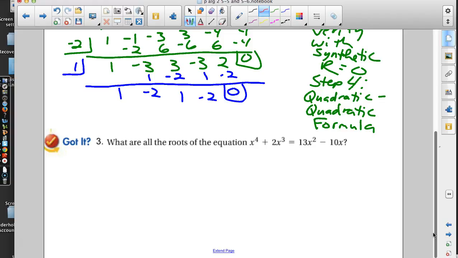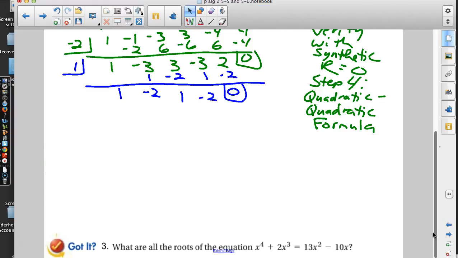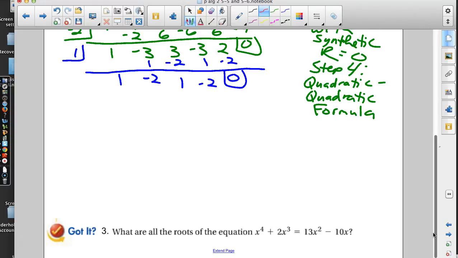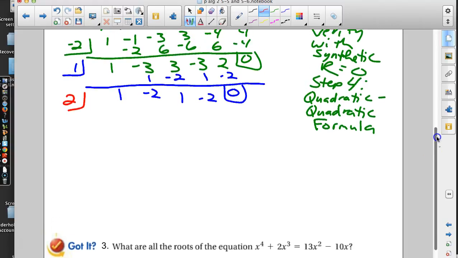Oh, sure. Oh, your synthetic went wrong somewhere? Yeah.